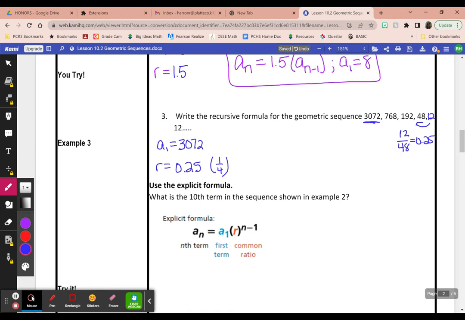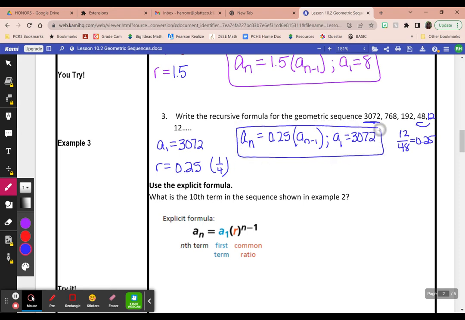So then plugging them in, I'm going to have whatever term I want, right? Take your ratio, 0.25, times the previous term. And then your starting term is going to be 3072. Okay? Good. So that was recursive.